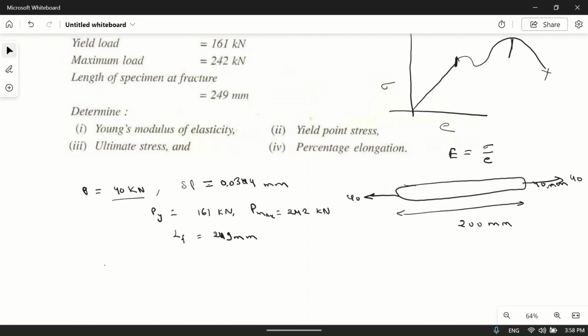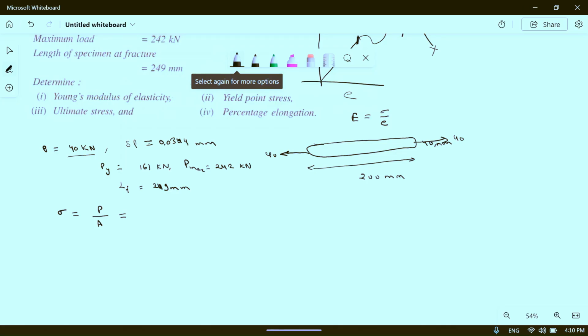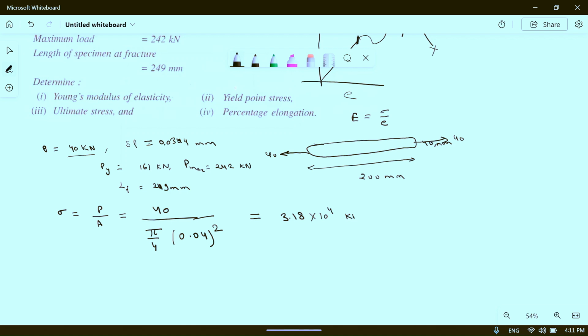What will be stress? Stress is sigma, which is equal to load upon area, which is equal to 40 kilonewton divided by pi by 4 d square, area is pi by 4 d square. So d is 40 mm, which is equal to 0.04 meter. So if you calculate this, you will get 3.18 into 10 to the power 4 kilonewton per meter square.